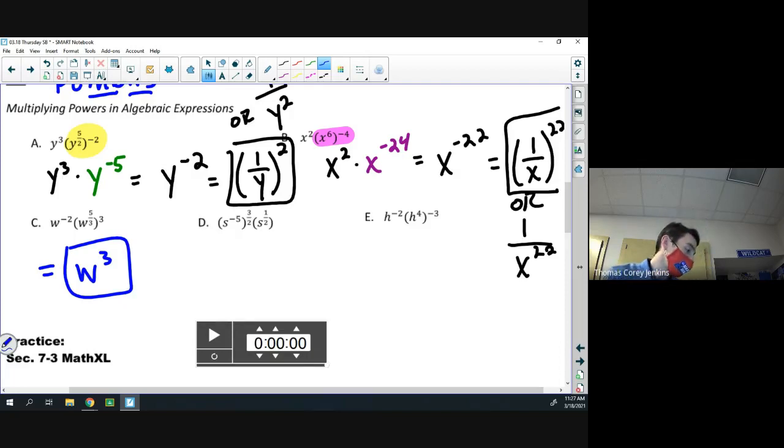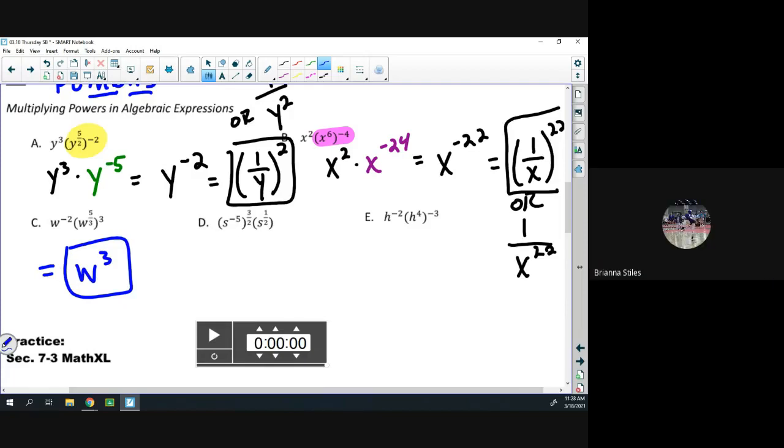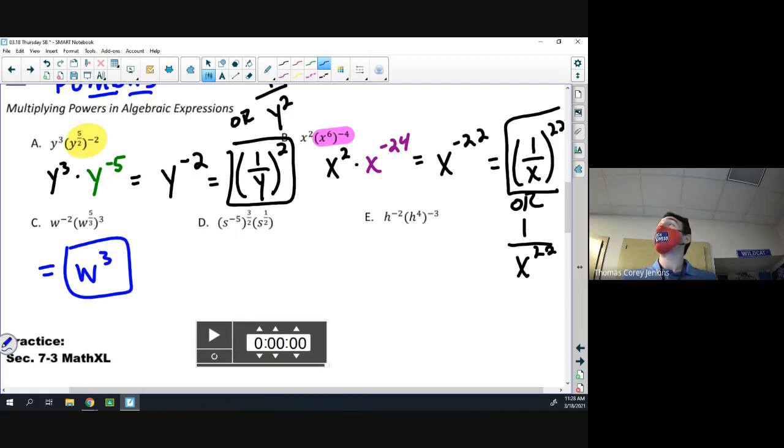No. How about Caleb? Were you able to get D finished? Bree Styles? Still working on it. All right. Anybody have D? Andrea? S to the seventh is not correct, but you're on the right track. Anybody know what it is if it's not S to the seventh?